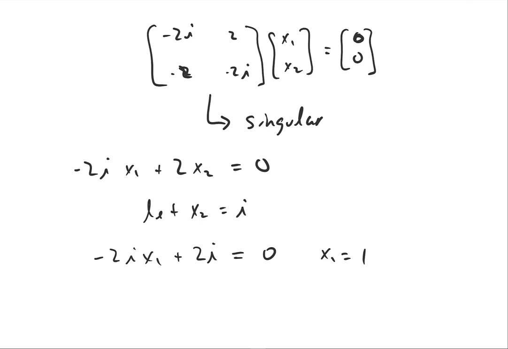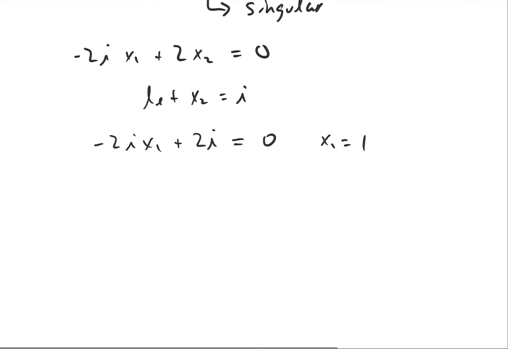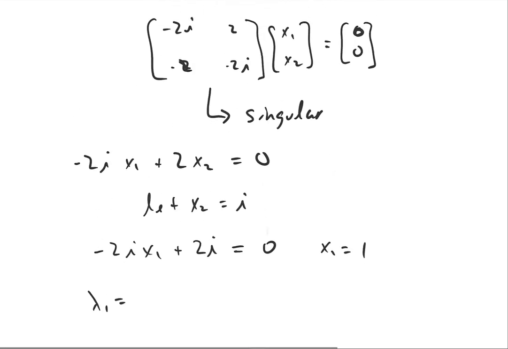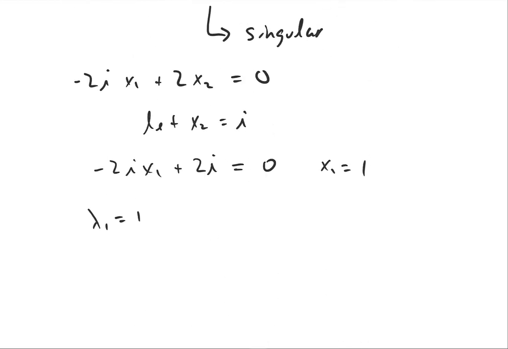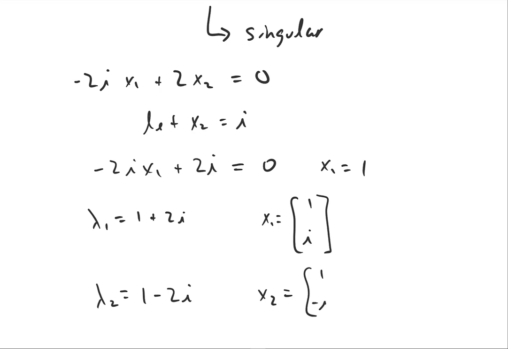So for the eigenvalue lambda 1 equal to 1 plus 2i, the eigenvector is equal to 1 and i. And now, as it turns out, we already know that lambda 1 and lambda 2 are a complex conjugate pair. So this is 1 minus 2i. And it turns out that the eigenvectors will also be complex conjugate pairs. So I know already that this one will be 1 and minus i. And I'm done.